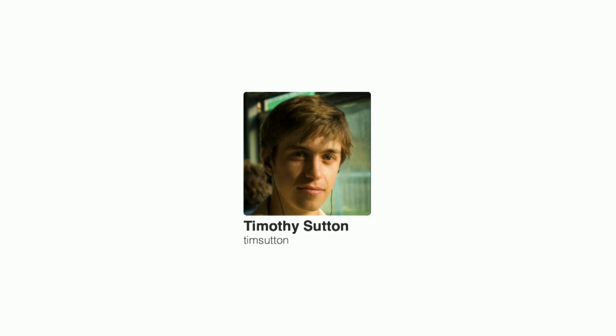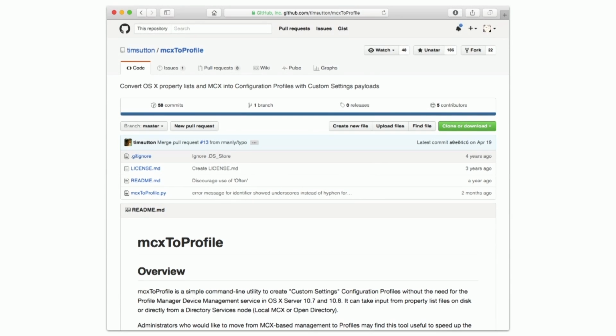Another tool you can use is called mcxToProfile, and it was developed by a man named Tim Sutton from Canada. It's available out on GitHub. I'll have all these links available for you. You don't need to take notes right now if you don't want to, and the slides will also be available. So mcxToProfile is really a simple tool for making configuration profiles from existing preferences files or existing MCX records.